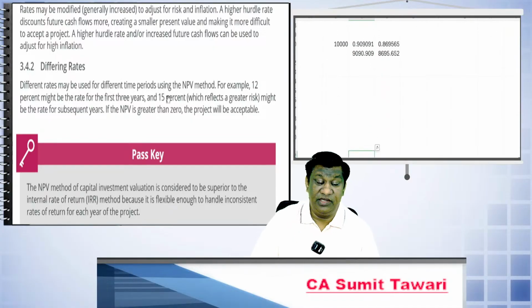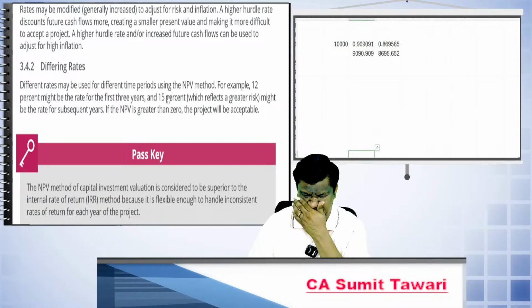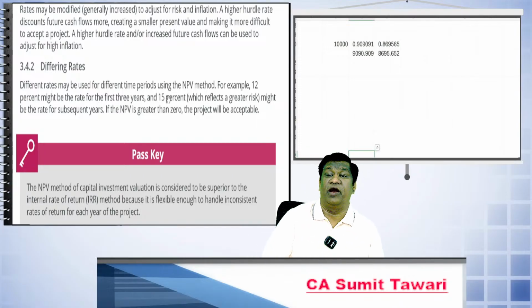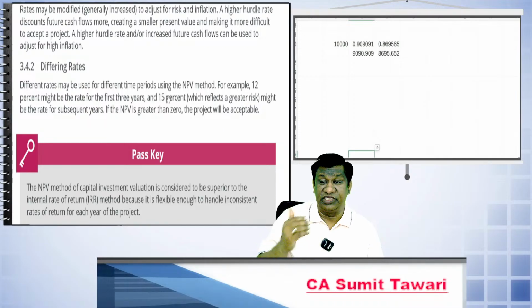Okay. Then a different rate may be used for different time periods using the NPV method. For example, 12% might be the rate for the first 3 years and 15% might be the rate for subsequent years. If the NPV is greater than 0, the project will be acceptable. So it is not necessary that you apply one discounting factor across the project. You can use a different discounting rate for every year.